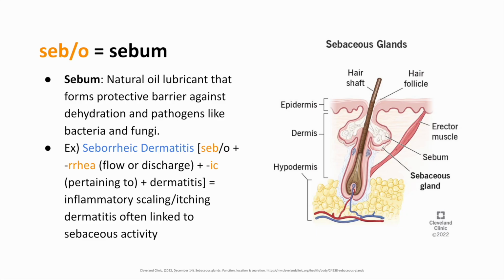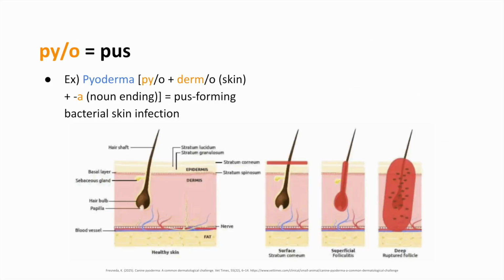Pyo is a combining form that means pus. So one example is pyoderma: pyo plus derm, which is skin, and suffix a, noun ending. So pyoderma is a pus-forming bacterial skin infection. So I personally think it should be named pyodermatitis if it really was to refer to infection. But let's see.